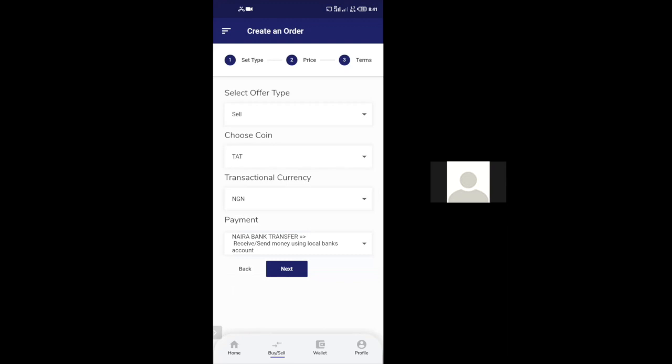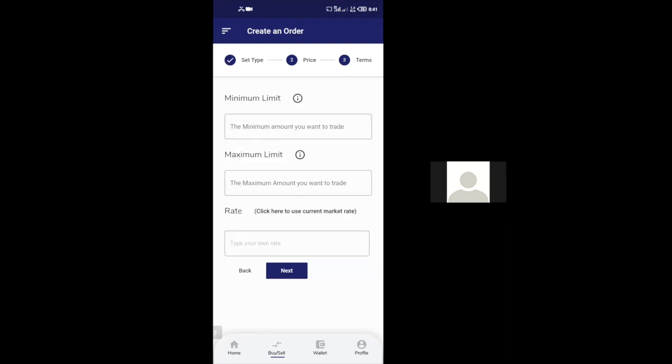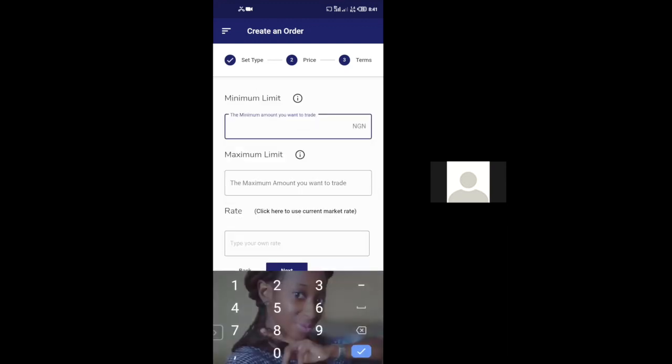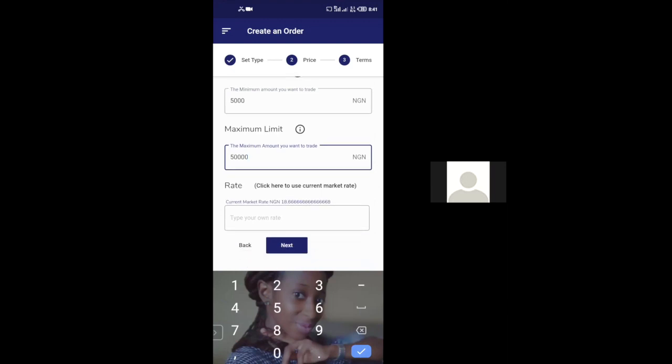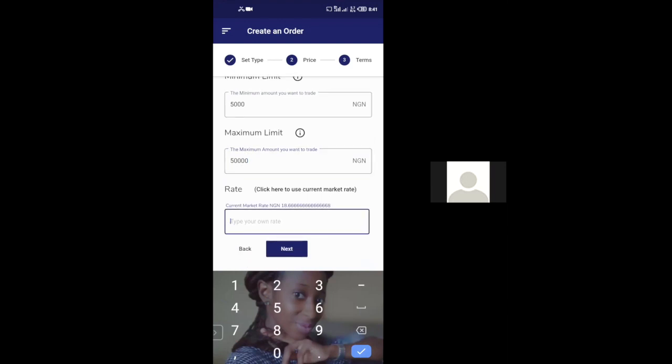in my local bank. Okay, now the next step after this, if you are creating an order, is to check the price. So we are checking the price. Now the minimum amount I'm willing to sell is 5,000 and the maximum is 50,000 Naira, okay? Now, at what rate do I want to sell? 20 Naira. That is my rate. That is what I want to sell.